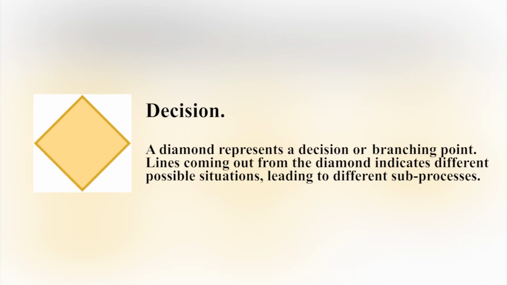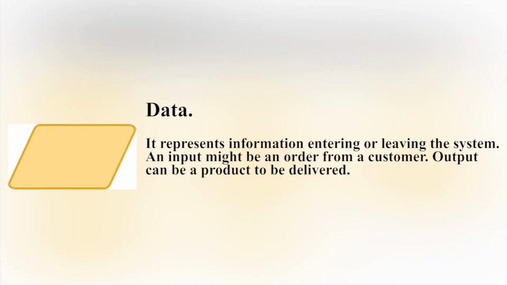Decision. A diamond represents a decision or a branching point. Lines coming out from the diamond indicate different possible situations, leading to different sub-processes. Data. It represents information entering or leaving the system. An input might be an order from a customer. Output can be a product to be delivered.